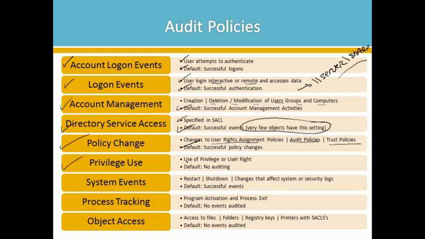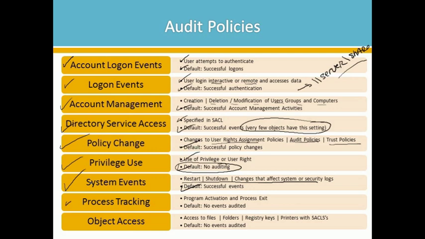A privilege use is a use of a user right. Who shut down the system? Who changed the system time? Who loaded a device driver? The default is we don't audit that. System events: restart, shutdown, or changes that affect the security logs. We're going to see who did that.